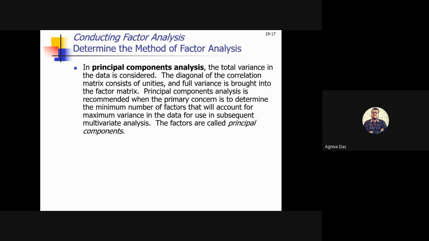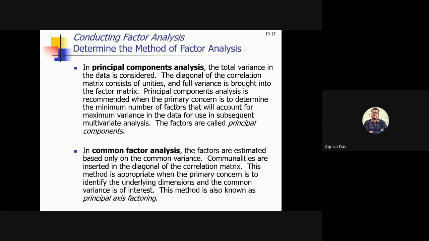Now, how to conduct it? The method of factor analysis can be, there are many methods to extract factors. One of them is principal component analysis. And here we have already deduced that. There is common factor analysis, which is factor estimated based on only the common variance. This is also known as principal axis factoring. Here, the communalities are inserted in the diagonal of the correlation matrix.